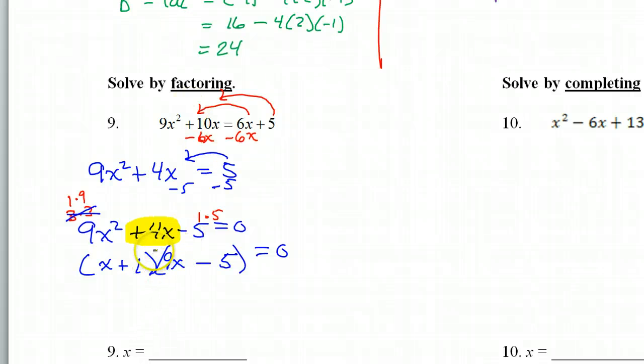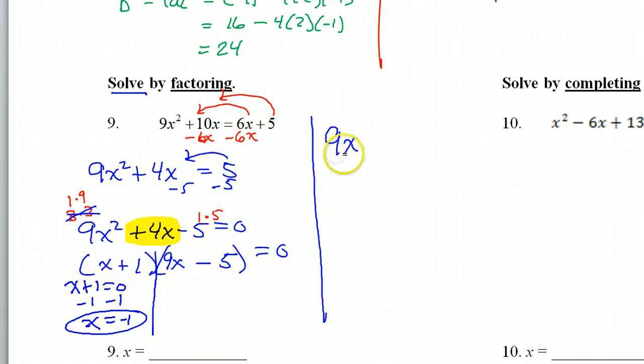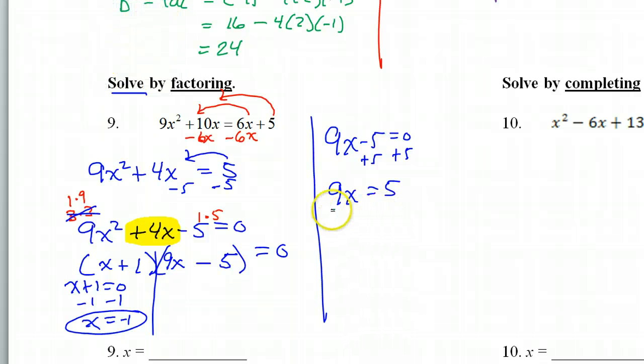Don't stop. You need to keep going because we are solving. Solving means find out what x equals. And we will get that by setting x plus 1 equals 0. Subtract the 1, you get x equals negative 1. So that's one solution. If I set this equal to 0, I feel like I need more space over here. So if I do 9x minus 5 equals 0, add 5 to both sides, so I get 9x equals 5. And then divide both sides by 9.